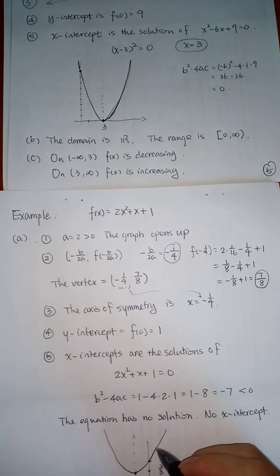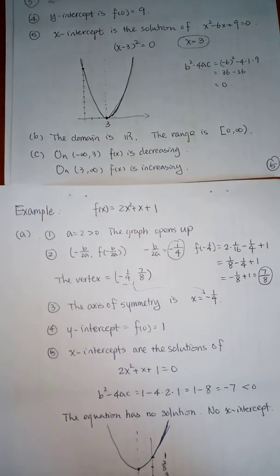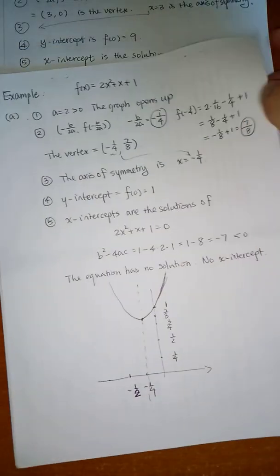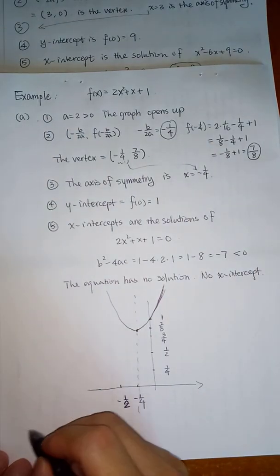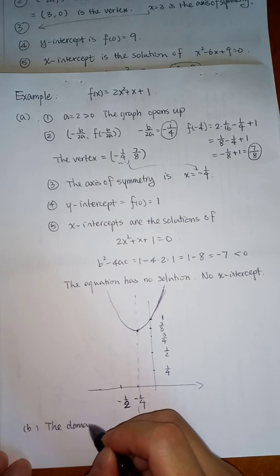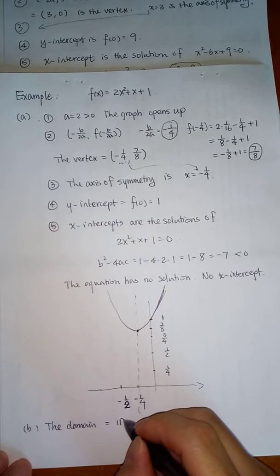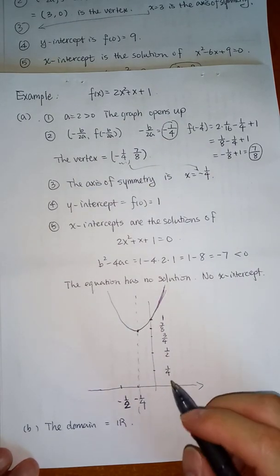It's like this. Okay, so it does not intersect the x-axis, so it's off the x-axis. Then let's see what is the domain. The domain is R. No restriction. The domain of a quadratic function is always R.